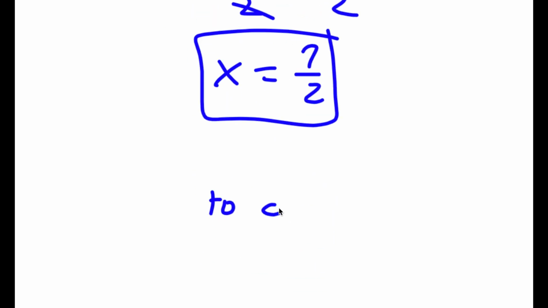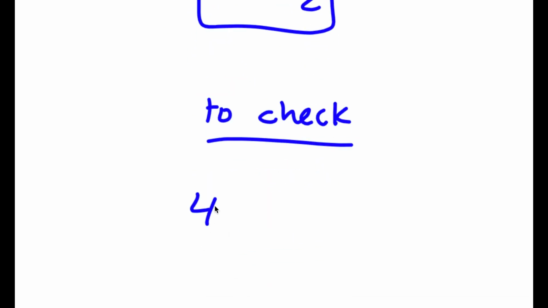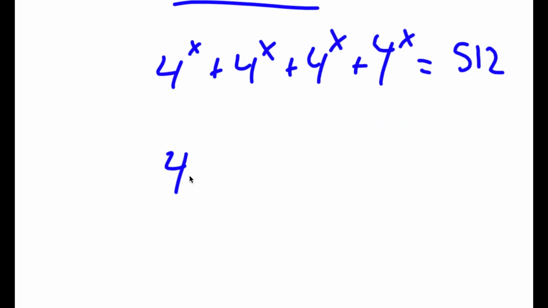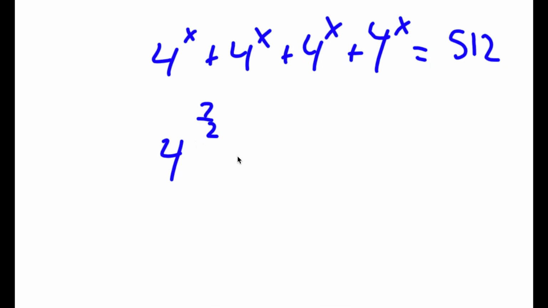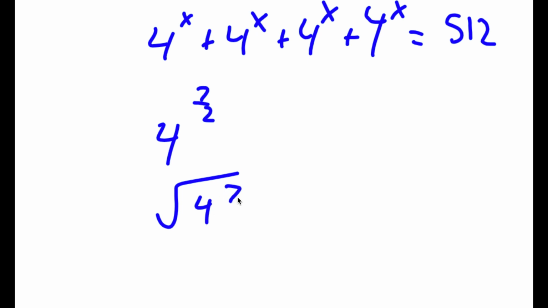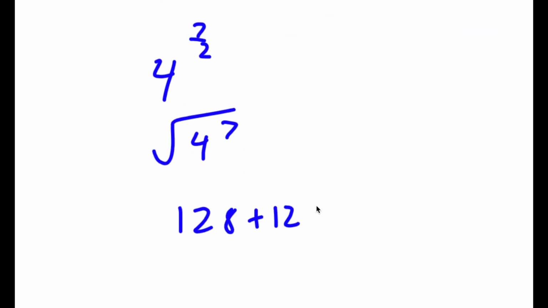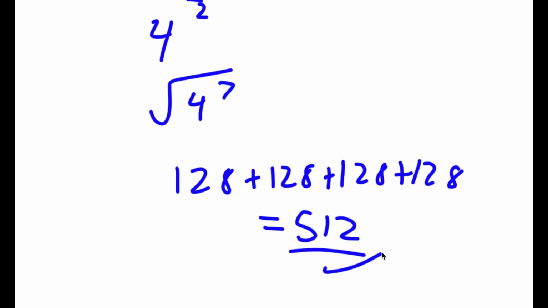So now to check, I have 4 to the power of x plus 4 to the power of x plus 4 to the power of x plus 4 to the power of x is equal to 512. So 4 to the power of 7 over 2, this is the square root of 4 to the power of 7. So if I plug this into a calculator, I get that the square root of 4 to the power of 7 is 128. So I have 128 plus 128 plus 128 plus 128, which is equal to 512. So this is right.